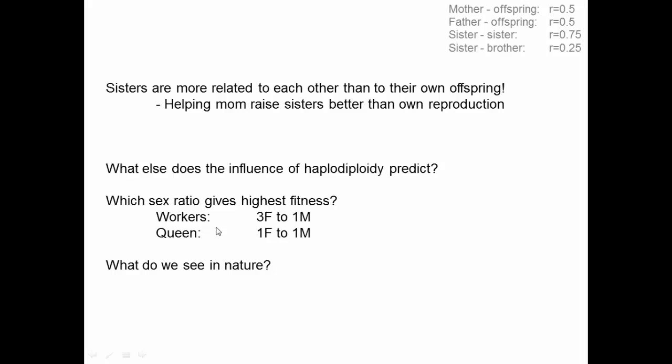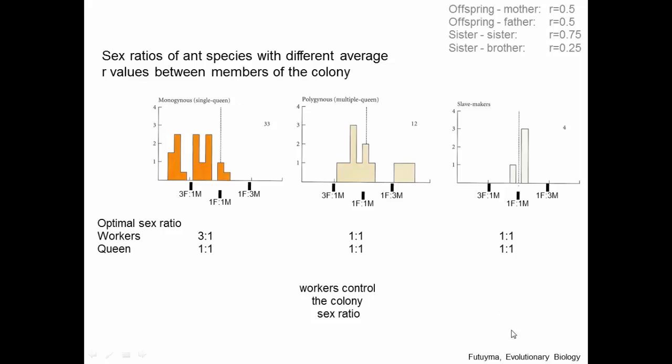So we can actually see here a difference in the optimum sex ratio for all the workers in the hive being different for the workers and for the queen. So what do we actually see in nature? Here's data for a number of different ant hives from this textbook here. So looking at monogynous hives, that's a single queen. Of the number of different colonies, what percentage had each of these sex ratios when the workers were counted? You can see that they cluster around this 3 females to 1 male ratio, and that's optimum for the workers.